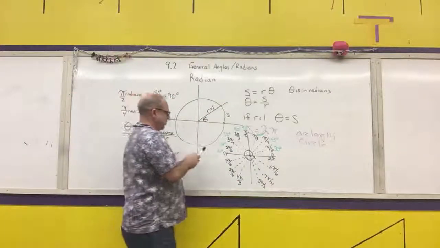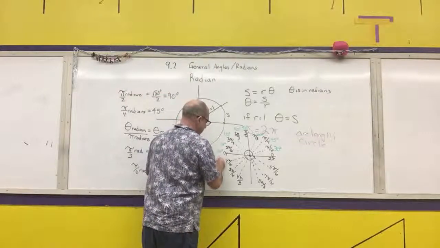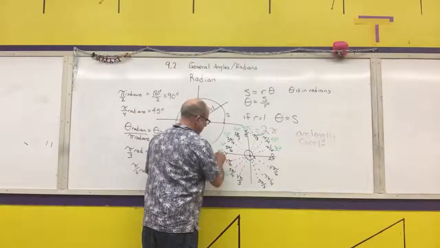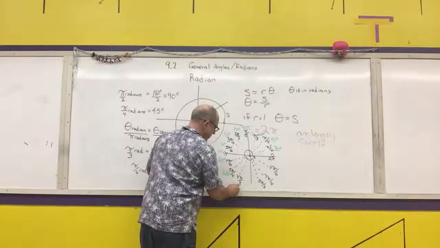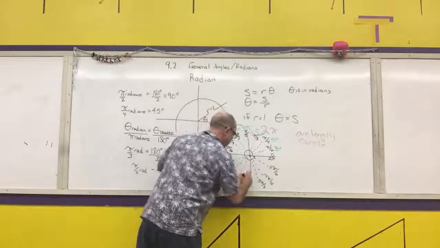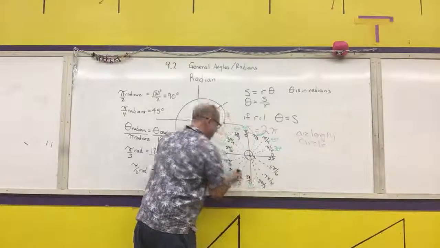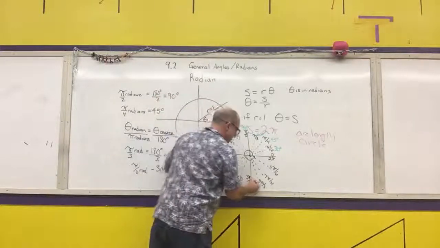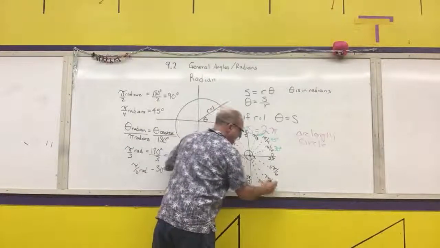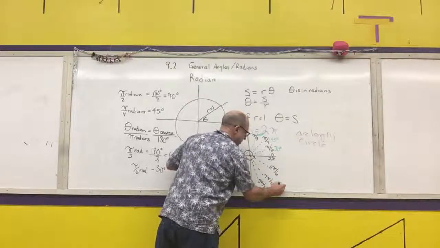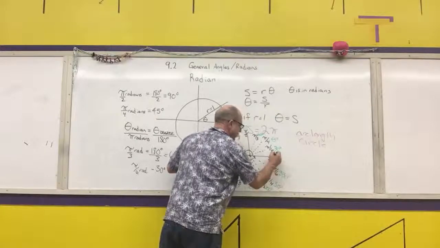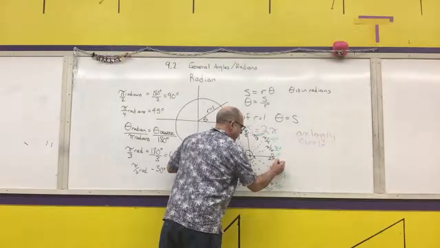Angle measurements, 210, 225. 180 plus 60 is 240, 270, and that is 3π/2. It's 270 degrees. 270 plus 30 is 300. 270 plus 45 is 315. 360 minus 30 is 330. That's 0 degrees and 360 degrees.